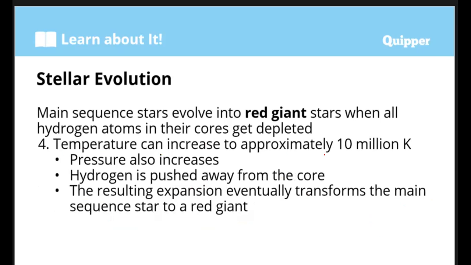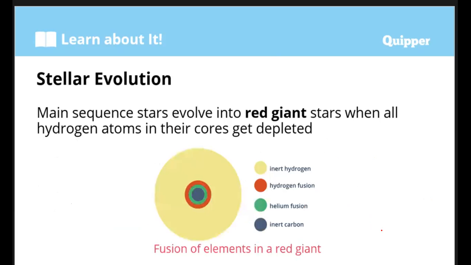Then the temperature can increase to approximately 10 million Kelvin because of the depletion of the hydrogen present in the universe. Then the pressure also increases. The hydrogen is pushed away from the core. Then the resulting expansion eventually transforms the main sequence star into a red giant star. So for you to better understand, this is the composition of a red giant star. The main sequence stars evolve into red giant stars when all hydrogen atoms in the cores get depleted.